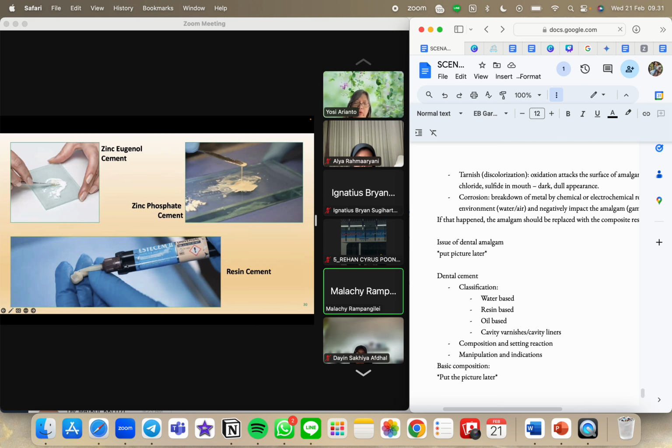And this is the resin cement. We just put it in the crown, and then we put the crown onto the core of the tooth, and then we do the polymerization.